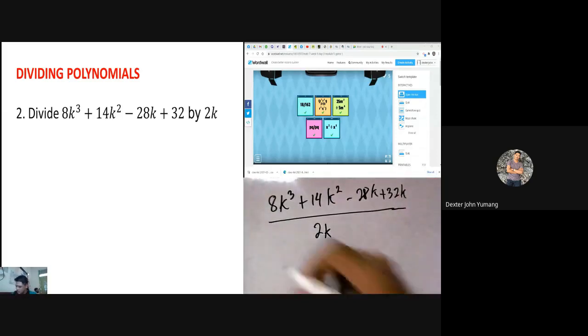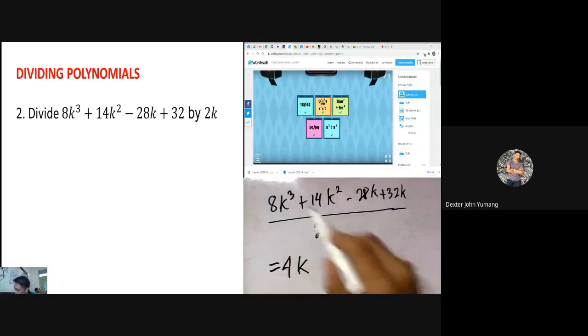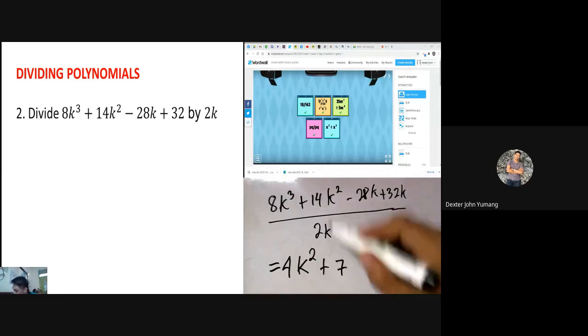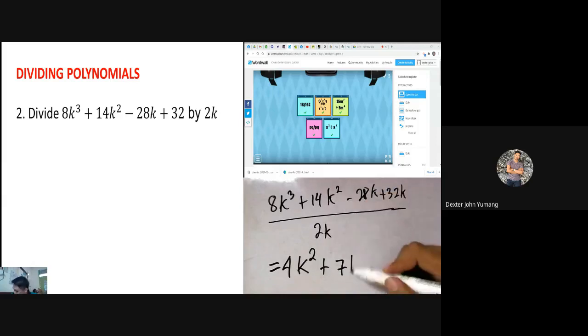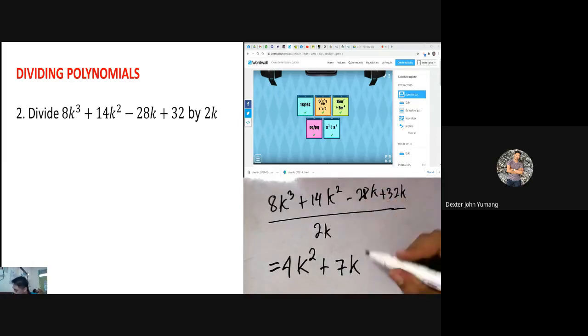So in this case, we are going to divide 8 divided by 2. So ilang 2 po meron sa 8? That is 4 of course. Then the variable is k and k. So copy lamang po. Then we have 3 and invisible 1. So 3 minus 1, that is 2. Then 14 divided by 2, that is 7. Our variable or our base is k. Then 2 minus invisible 1, that is 1. Or pwede nang burahin ang 1 kasi nga invisible siya.